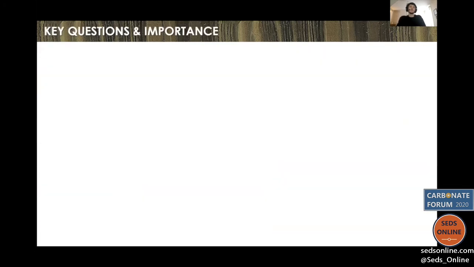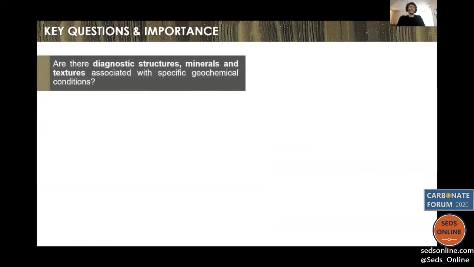So in this field, there are a couple of key questions that I'm going to talk about here and what importance they have. One is, are there actually some diagnostic structures, minerals and textures we can look at, and can we associate those with specific geochemical conditions? So obviously that's quite important for categorizing how geochemistry and mineralogy interact together.